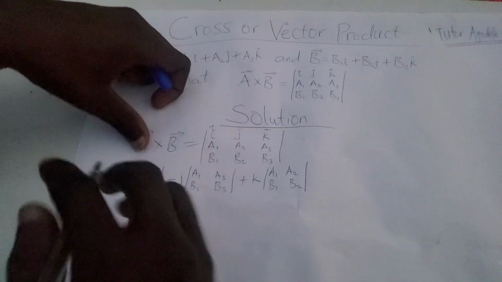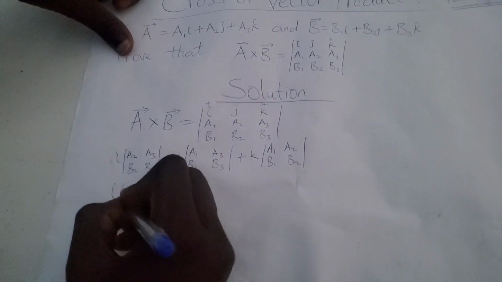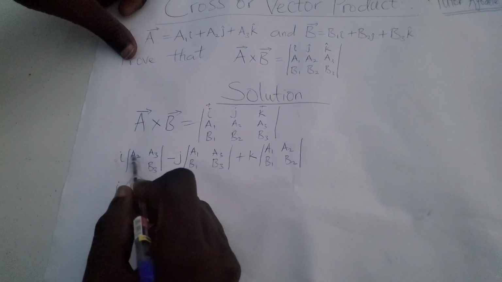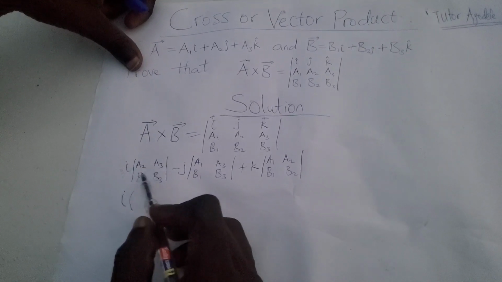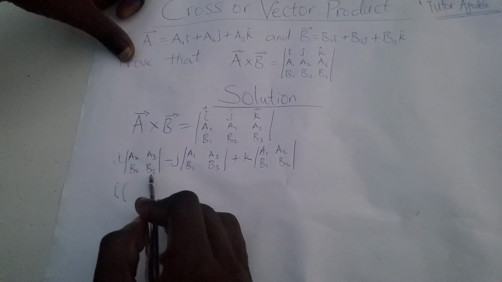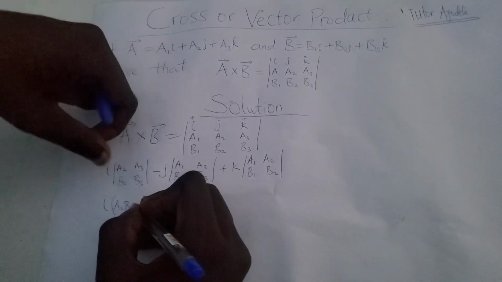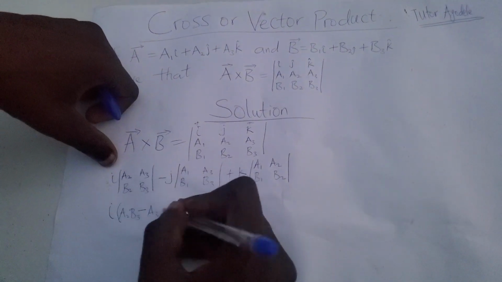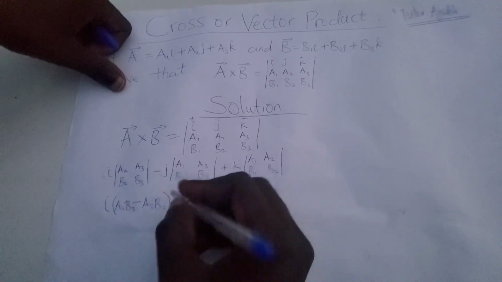So to solve this, we have our I into brackets. This is called the major, this is called the minor. Your major, you minus this minor. The major one, we have A2 times B3, that gives you A2 B3. We minus this minor, which is A3 times B2, A3 B2. Close the brackets. The same thing applies to this, we have minus J.